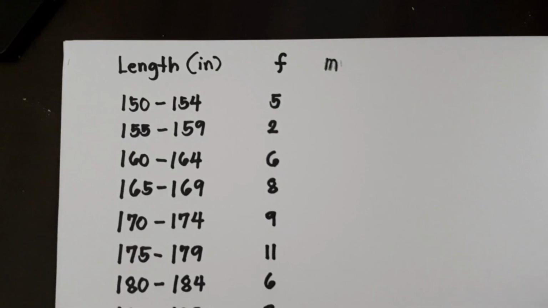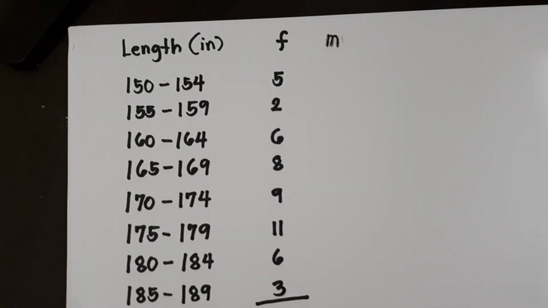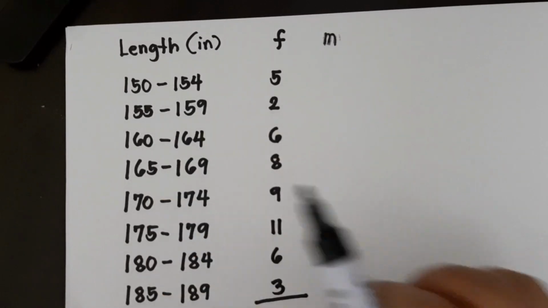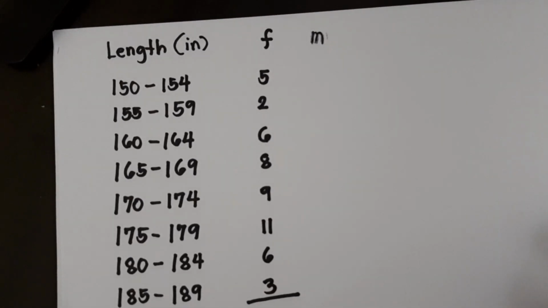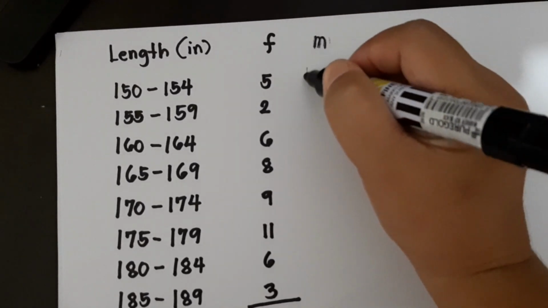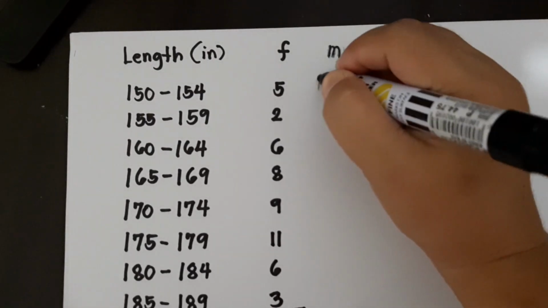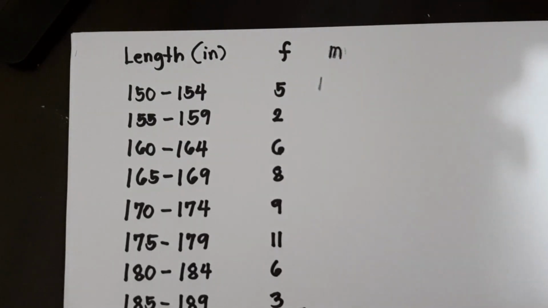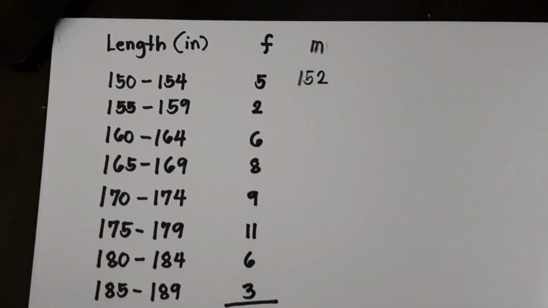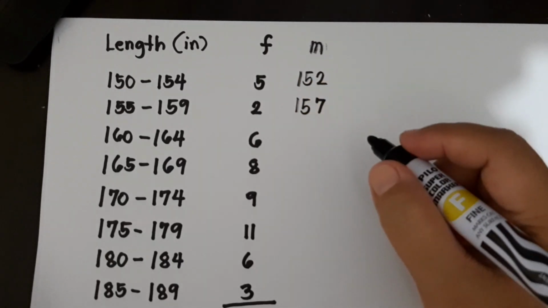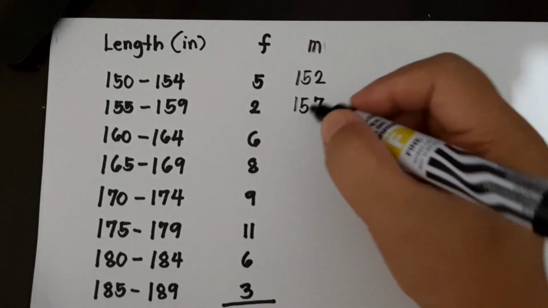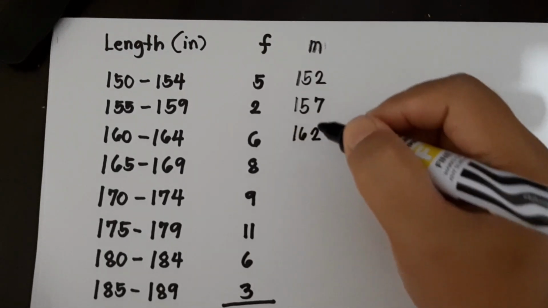To find that, let us just add 150 plus 154 divided by 2. So that would be 152. Next, 155 plus 159 divided by 2 is 157. 160 plus 164 divided by 2 is 162. Then 167.